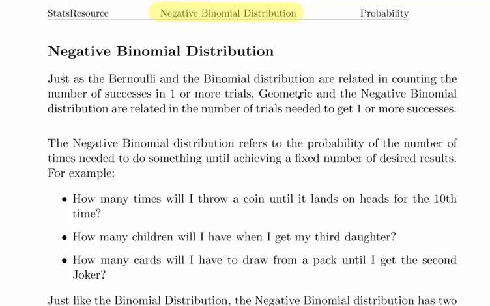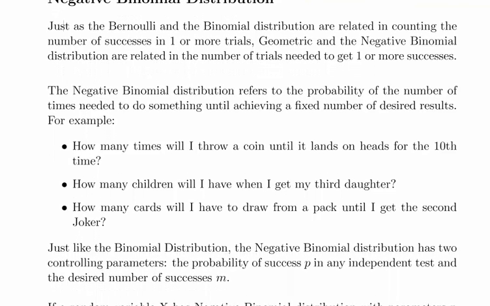Now, similarly, the geometric and the negative binomial distribution are related to the number of trials needed to get one or more successes. Okay, so they're sort of asking the same sort of questions, or tackling the same problem from a different approach. So the negative binomial distribution refers to the probability of the number of times needed to do something until a fixed number of results is achieved.